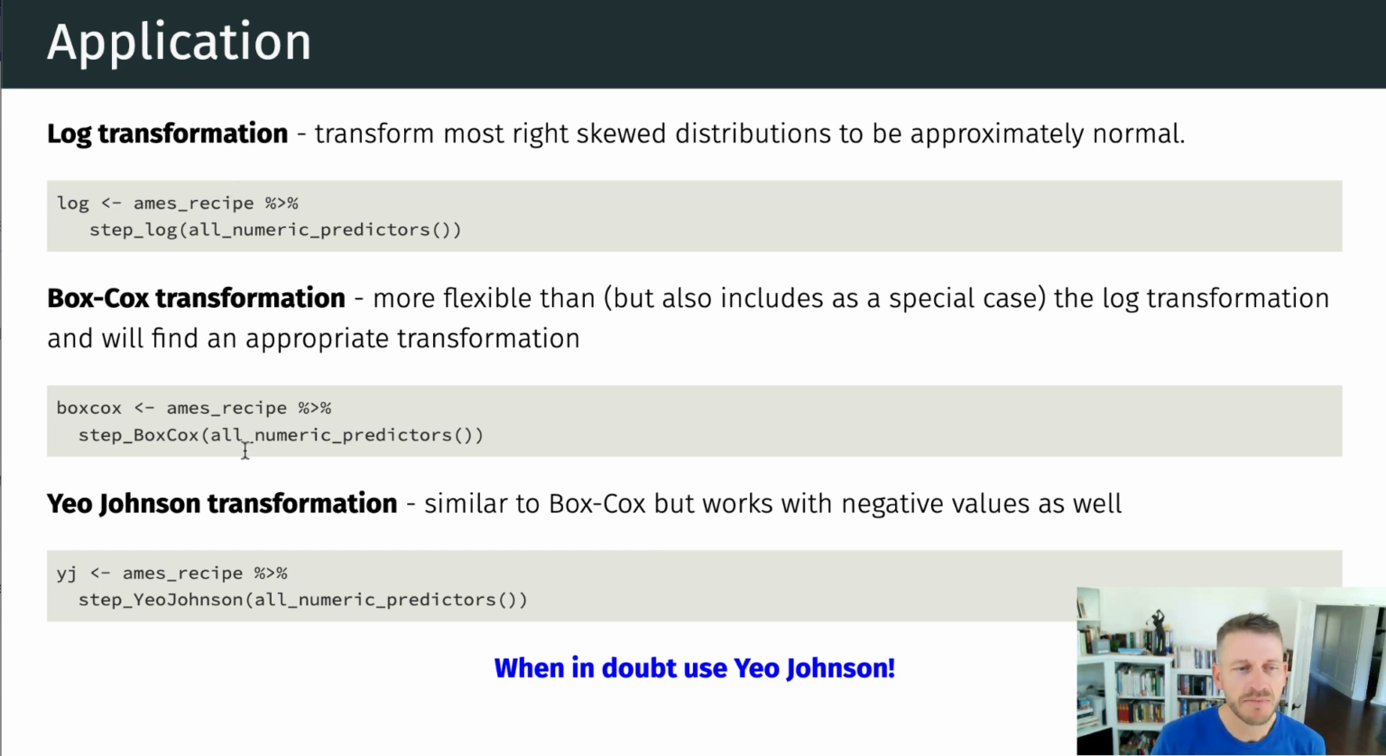And honestly, the most flexible one that can be applied in almost any scenario, whether it's right skewed, left skewed, positive values, or negative values, is Yeo-Johnson. So I always just recommend go ahead and use Yeo-Johnson if you are trying to change a skewed variable into a normally distributed one. And so we have these different step functions, just like we saw in the previous video, that we can apply and just add them to our recipe.